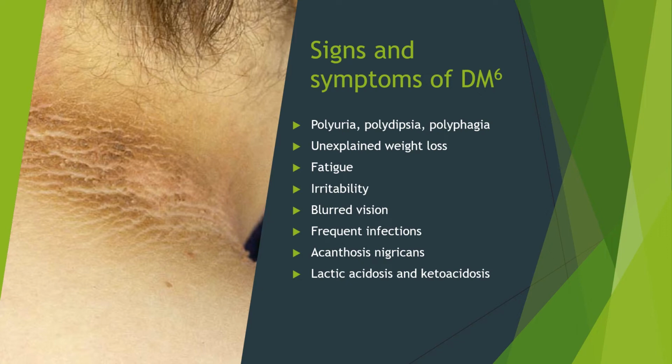Acanthosis nigricans, which is the image here, it's kind of a browning of the skin, particularly in creases. And lactic acidosis and ketoacidosis, this is bad. Effectively, this means that the blood and tissues are becoming too acidic.